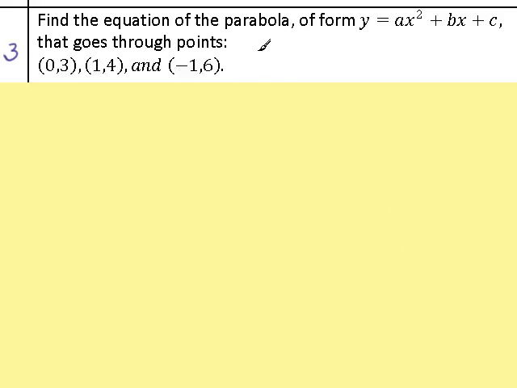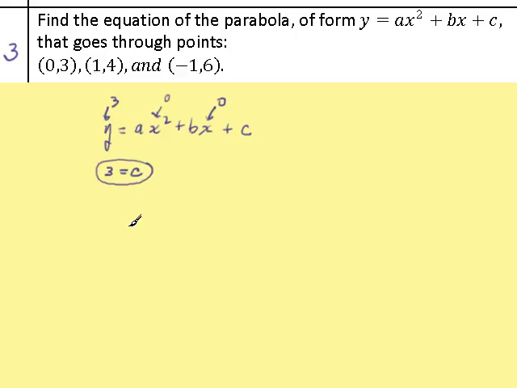In number 3, we want the equation of the parabola of this form that goes through these points. So we're just going to substitute in. All right, so here we have y equals ax squared plus bx plus c. And we're going to put 0 for x and 3 for y. So when we do that, we get 3 is equal to c.